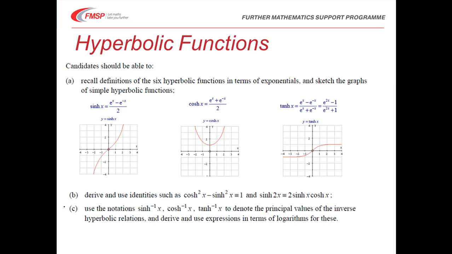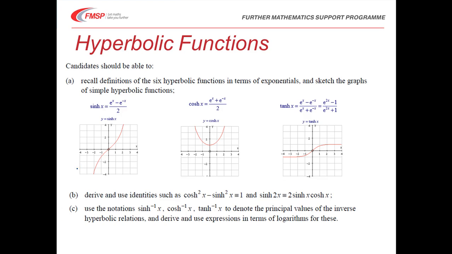And in part C, you've got to use the notations sinh to the minus 1 x, cosh to the minus 1 x, tanh to the minus 1 x to denote the principal values of the inverse hyperbolic functions and derive and use expressions in terms of logarithms for these.